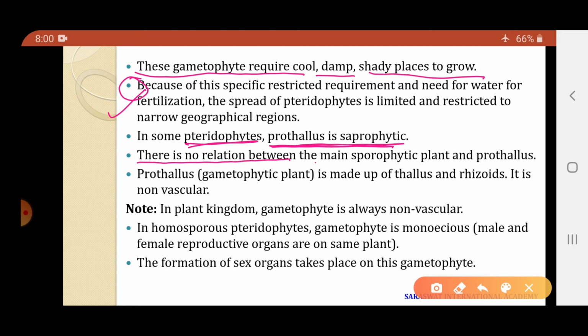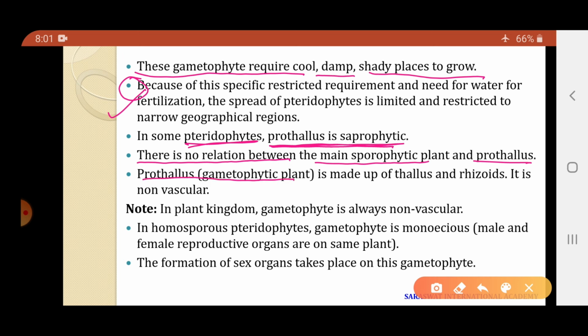There is no relation between the main sporophytic plant and prothallus. यानी the prothallus, यानी जो gametophyte है, and main sporophytic plant है, ये दोनों के बीच में कोई भी रिलेशन नहीं है. Both of them are independent plants, right? जबकि ब्रायोफाइट में हमने ये देखा था कि गैमेटोफाइट के ऊपर स्पोरोफाइट का डेवलपमेंट होता है, ये दोनों अटैच्ड होते हैं. जबकि यहाँ पे both sporophyte and gametophyte, that is prothallus, they are different plants. ये दोनों का डेवलपमेंट इंडिपेंडेंटली होता है.